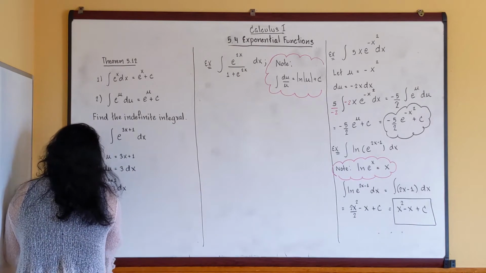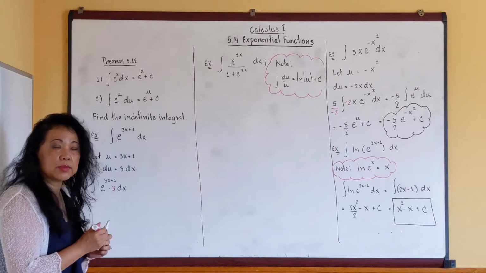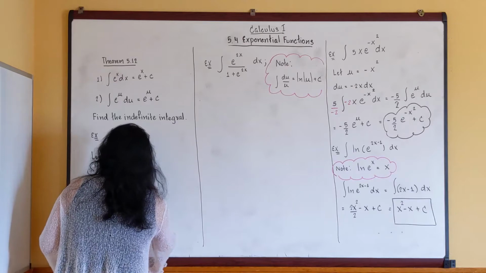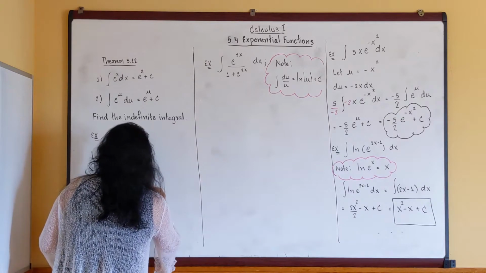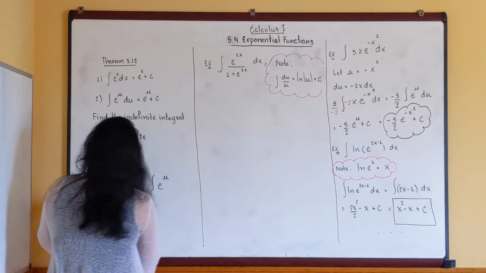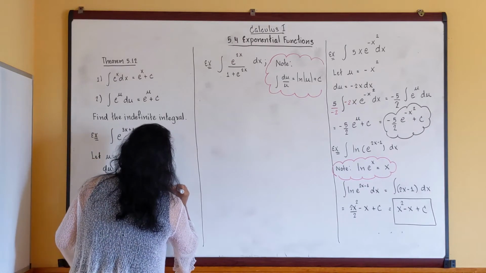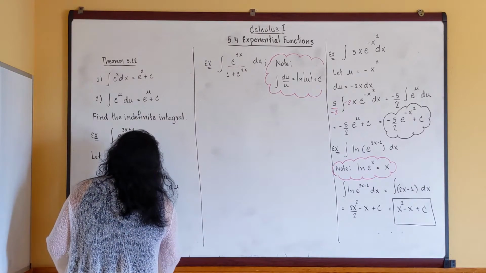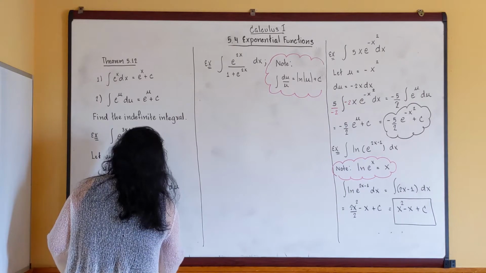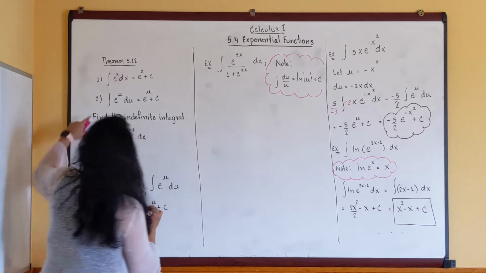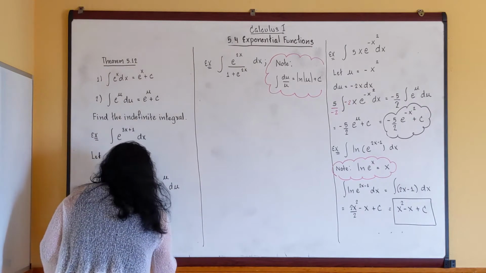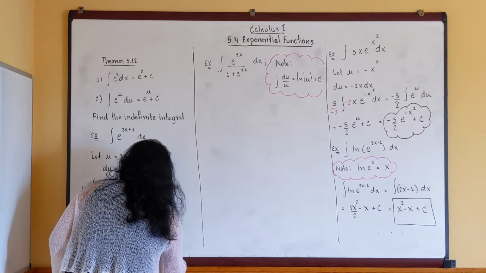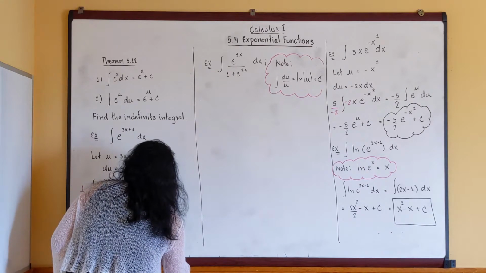If I do that, I have to multiply by 1/3 because 1/3 times 3 is 1. Then I will have 1/3 an integral of e to the u du, which fits the second formula. Then I'm going to have 1/3 e to the u plus c. I'm using the second formula here. And the answer will be 1/3 e to the 3x plus 1, plus c.